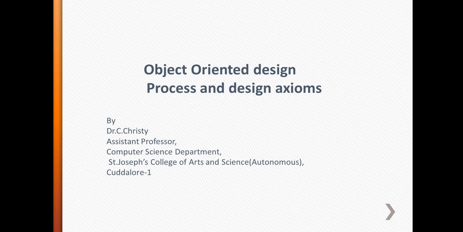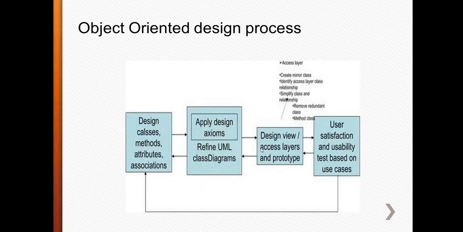In this video, let us see about the object-oriented design process and design axioms. The object-oriented design process consists of the following phases: design classes, methods, attributes, and association. Next, apply design axioms and refine UML class diagrams. Next, design view access layers and build a prototype.